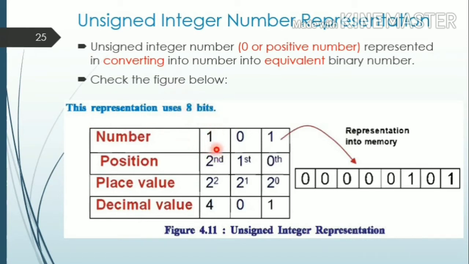Okay, now again we will take 101. This is the second position, this is the first position, this is the 0th position, going from right to left. So we have already put the place values, and here we will get the decimal number value. How can we represent this in 8 bits? Because we have 101 already, 3 digits are there, so we will prefix 5 zeros to complete the 8 bits. Okay, positive numbers. This is unsigned integer representation.